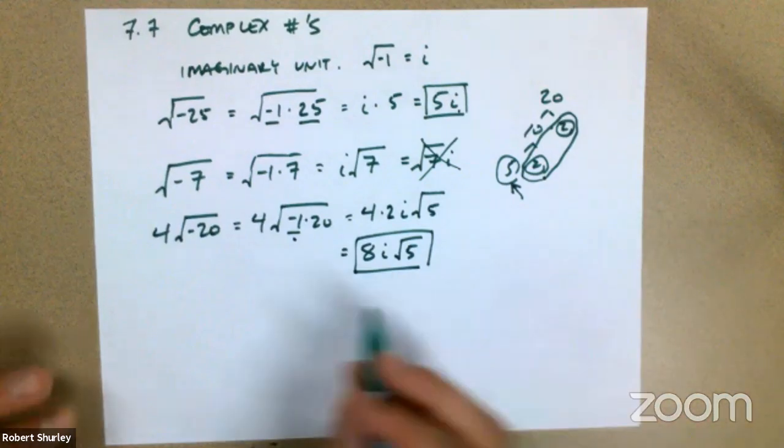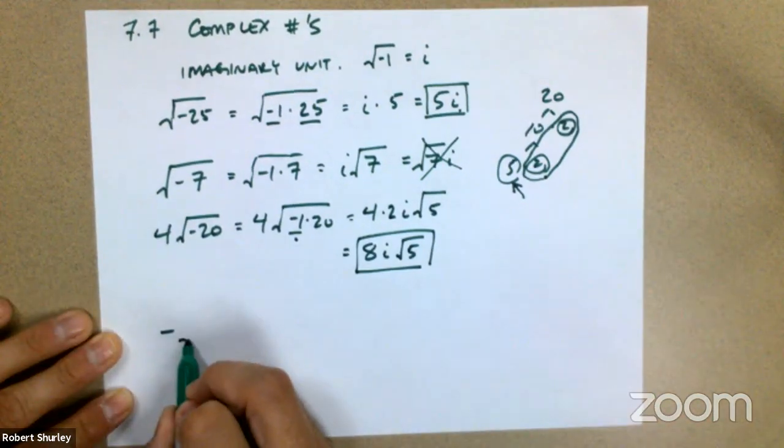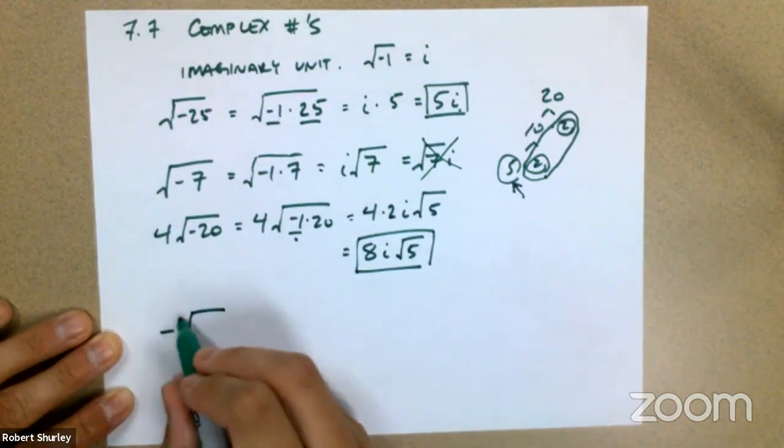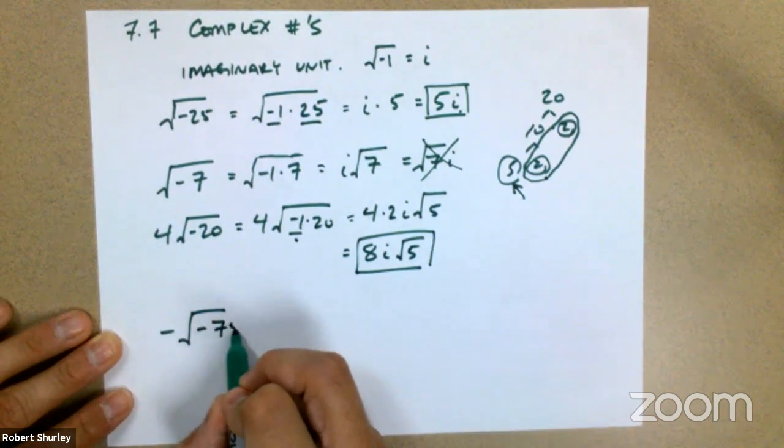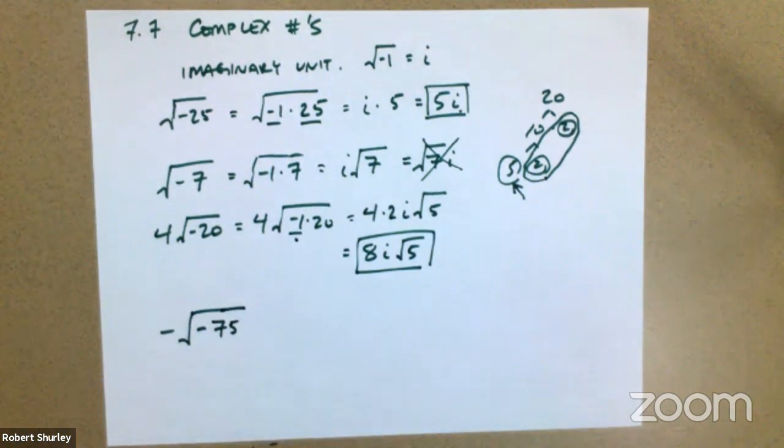Well, okay, if there's already a minus sign, let's say minus square root of, you try this one. Now that minus is just hanging out on the outside. So minus square root of -75. Simplify that one, see if we can do that.